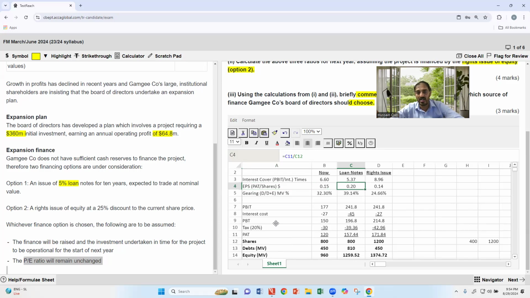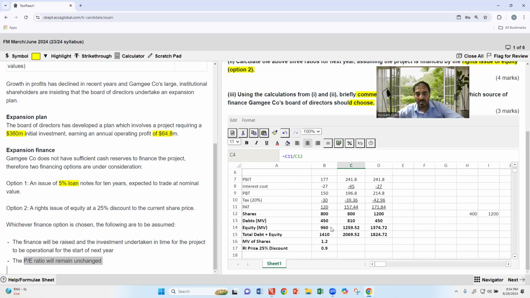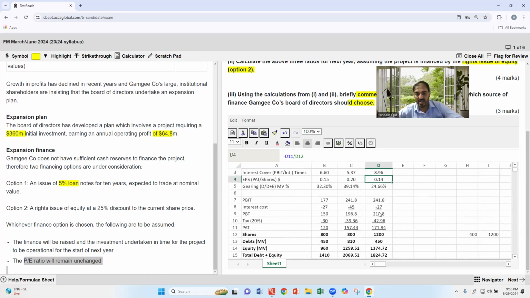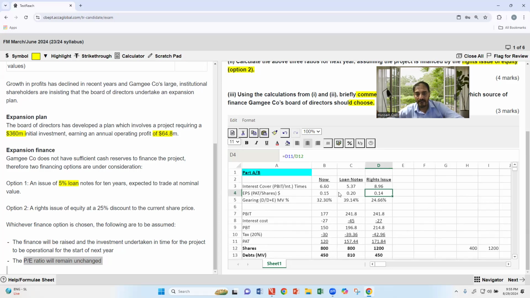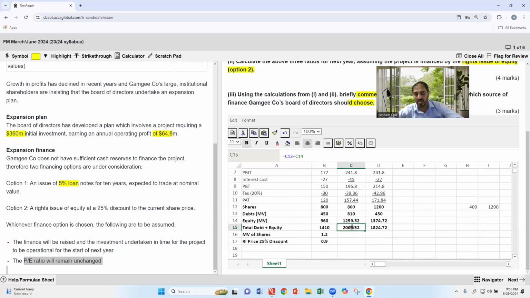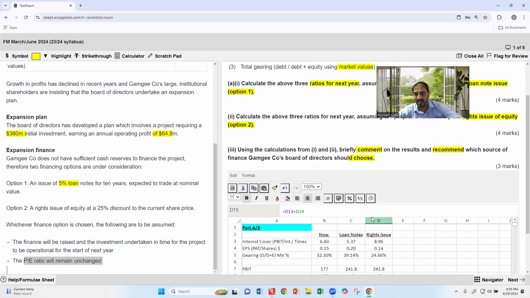Earning per share, how to calculate earning per share? According to the formula, that's profit after tax divided by shares. Debt over debt plus equity, with the percentage. Debts 810 divided by debt plus equity 2069. Debts 450 divided by debt plus equity. That's a point.